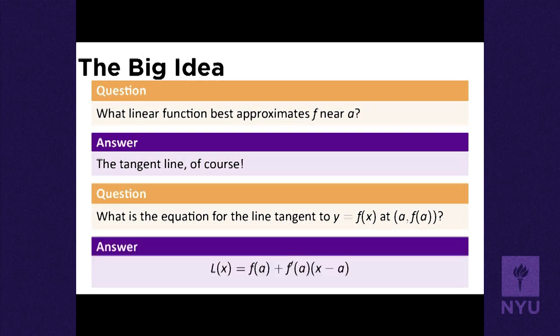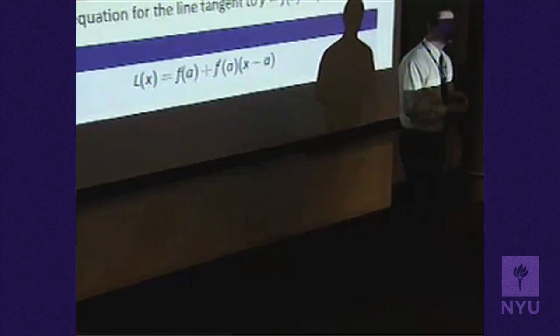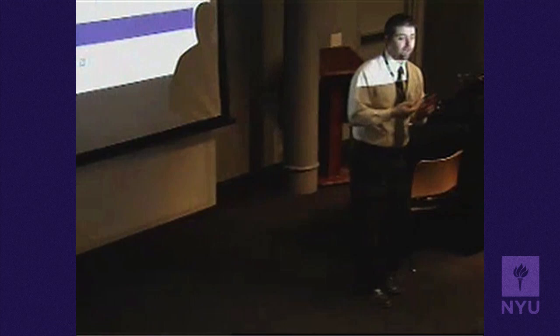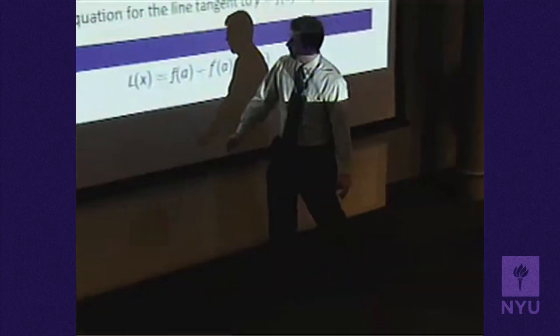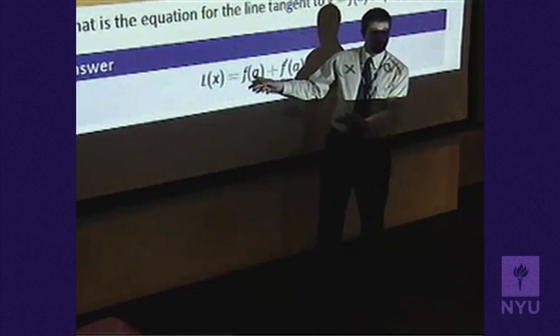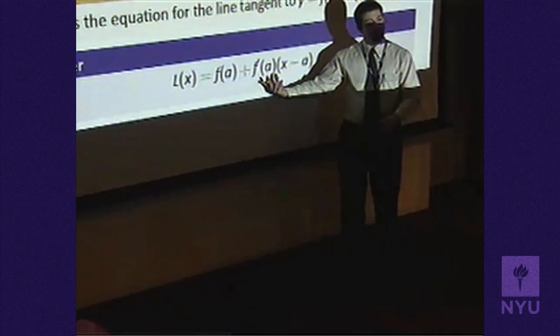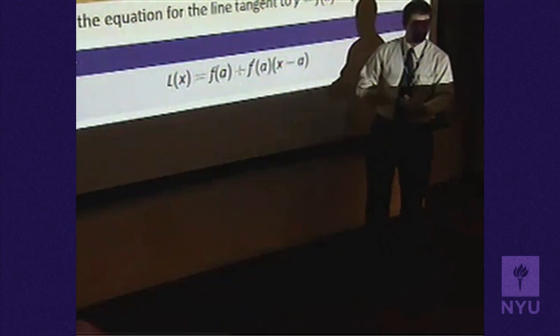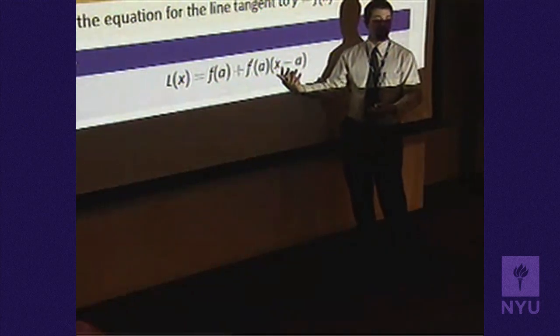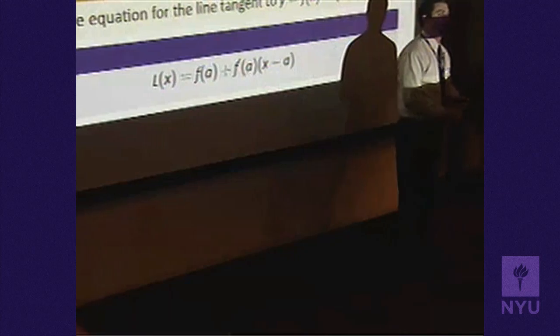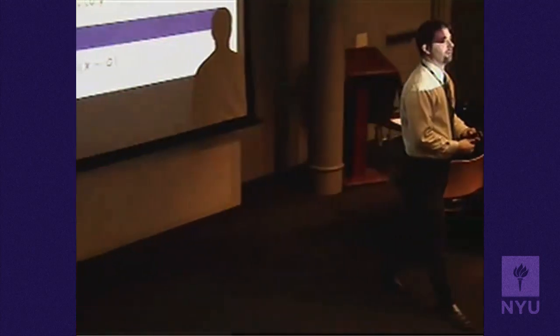So the answer is that we need a linear function which goes through the same point a comma f of a and has slope equal to the derivative. So if you use, say, the point-slope equation for that line, then what you get looks like this: y minus f of a, the y coordinate of the point you go through, equals the slope, f prime of a, times x minus the x coordinate of the point you're going through, that is x minus a. Okay, so this is really just the equation for the tangent line.